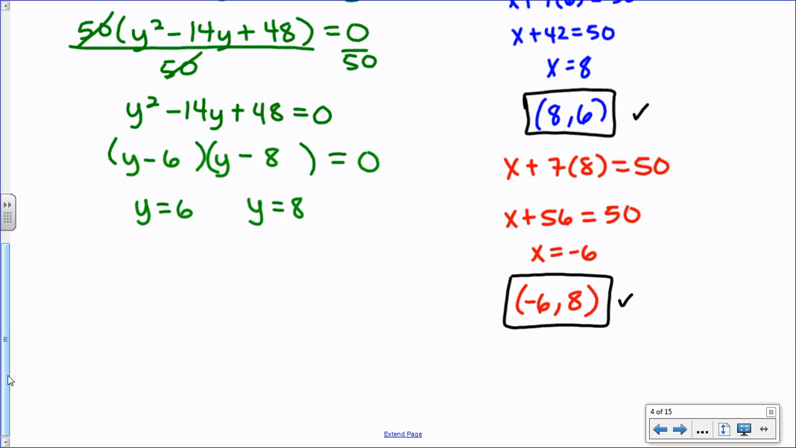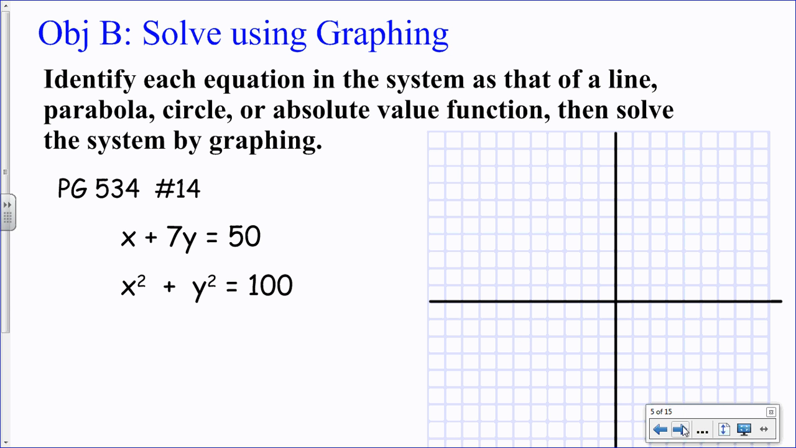So let's take this same system and let's see what it looks like on a graph. Okay, let's try to graph this now. Any questions about this first?